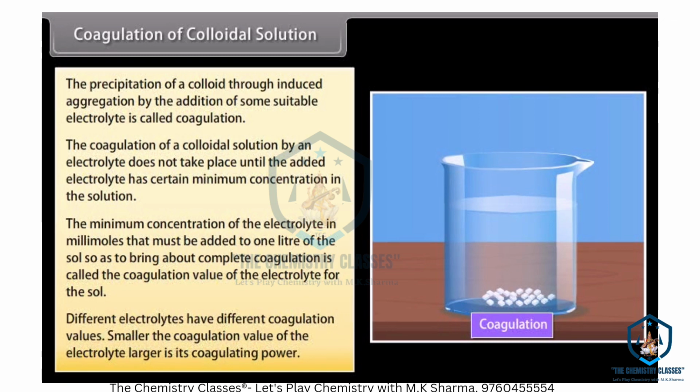Different electrolytes have different coagulation values. The smaller the coagulation value of the electrolyte, the larger is its coagulating power.